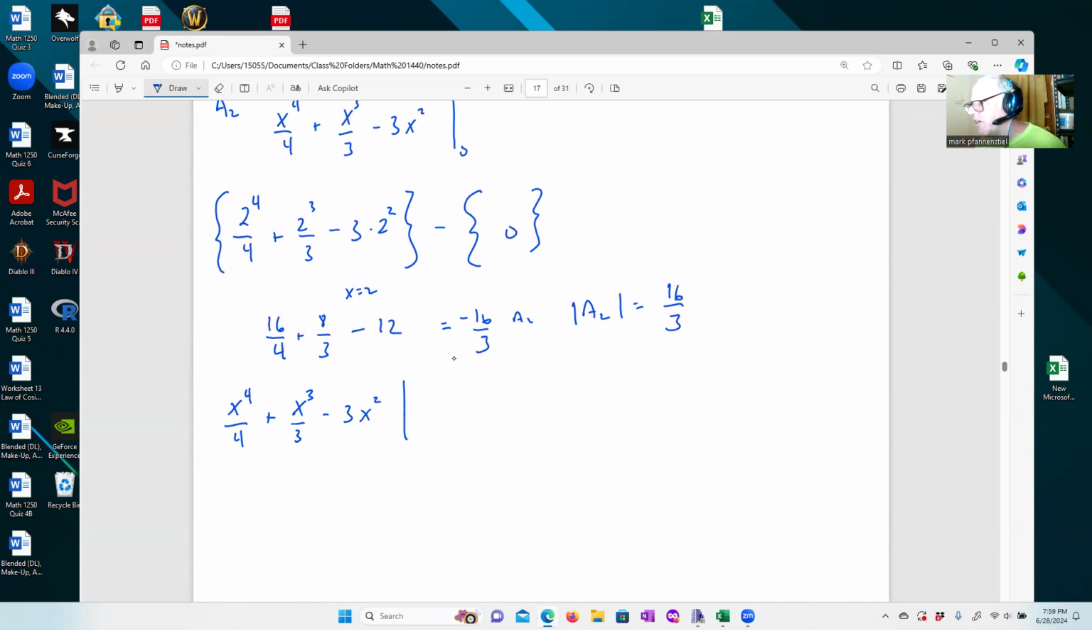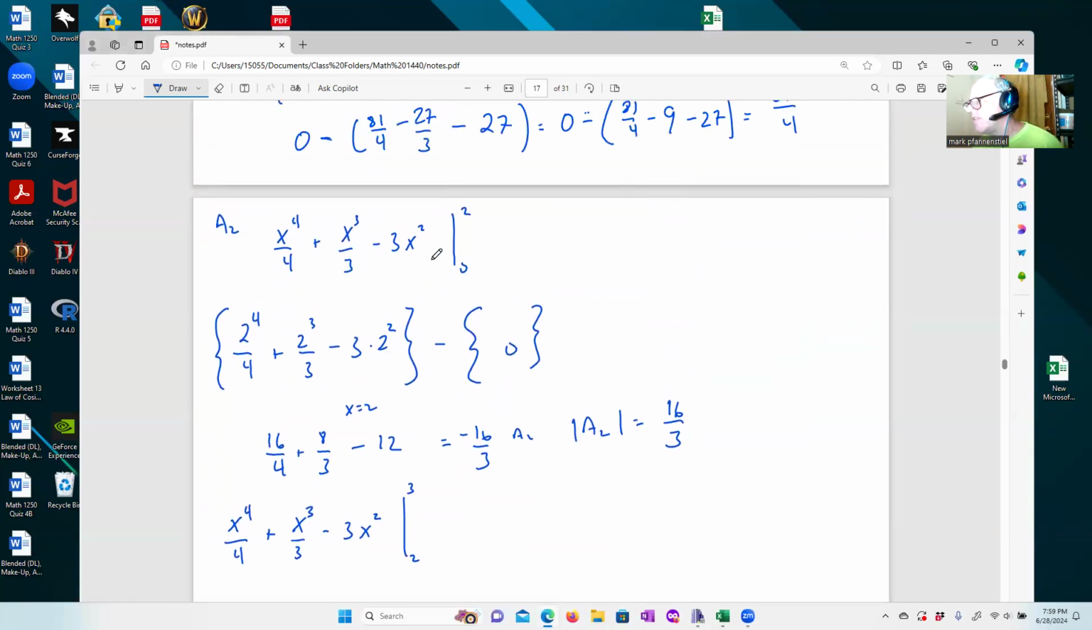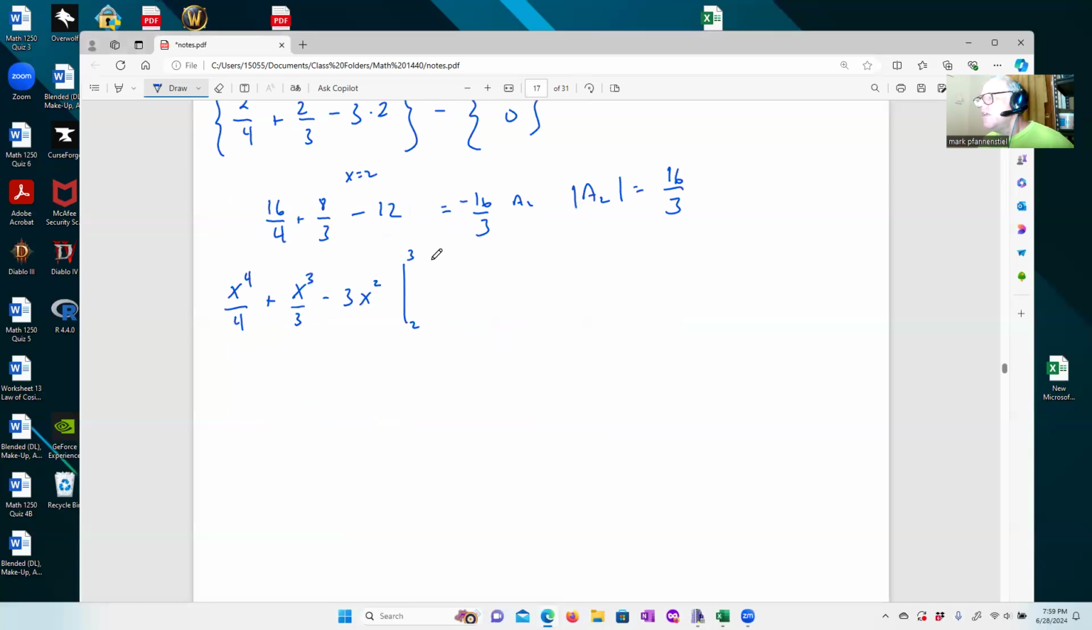Okay, just realize that we are going from 2 to 3 here. So that's the last thing we have to deal with. So let's go ahead and type this in. So we have 3 to the 4th over 4 plus 3 cubed over 3 minus 3 times 3 squared. And this little bit here, this was x evaluated at 3 minus x evaluated at 2.